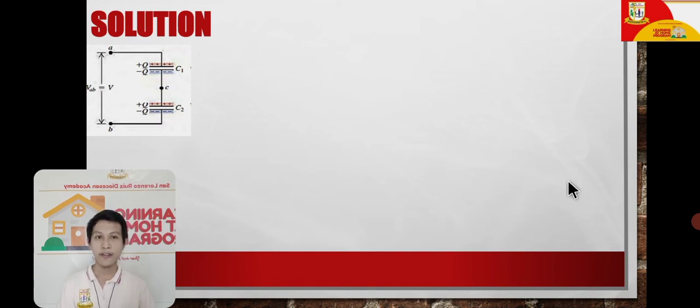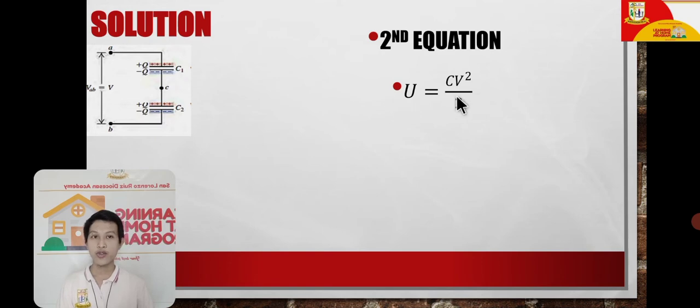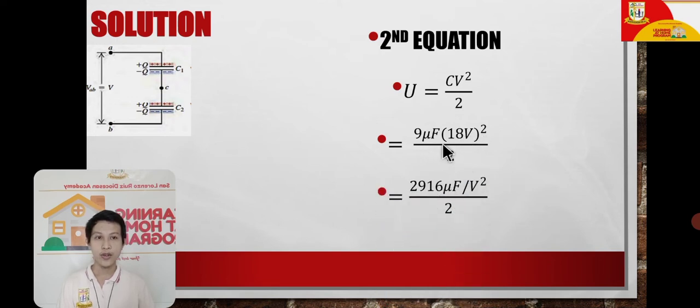And for our second equation, U is equal to CV squared divide 2. Yung C natin ay 9 microfarads, yung volts natin ay 18 volts. I-squared natin yon, divide 2. So, pag in-squared yung 18, times sa 9, ang lalabas ay 2916 microfarads over volt squared divide 2. Pag pinag-divide natin yan, ang makukuha pa rin natin ay 1,458 joules.